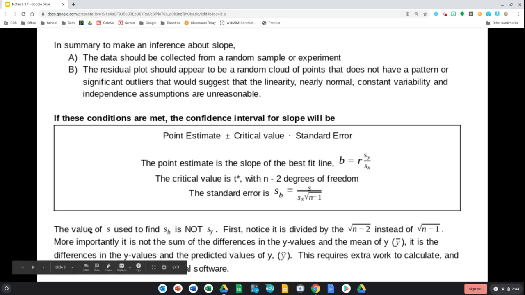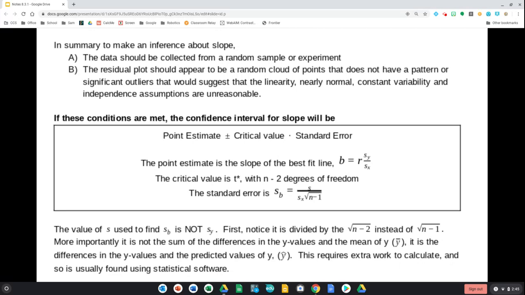Now notice when you're finding this value, this s in this equation is not the standard deviation of the y like it was with our correlation or with our slope equation. It's just the standard deviation of the residual values, in fact. And so you also notice that S gets divided by the square root of n-2 instead of the square root of n-1. And so we've got some strange things going on there.